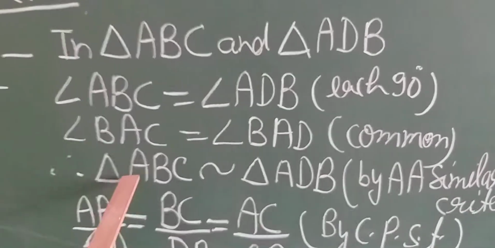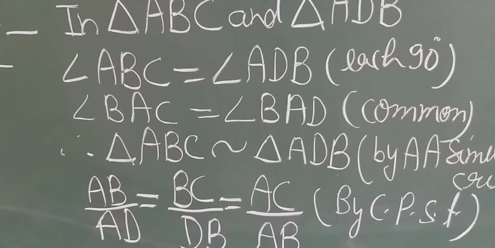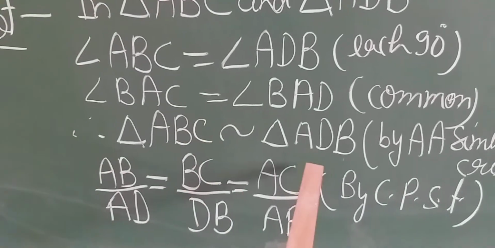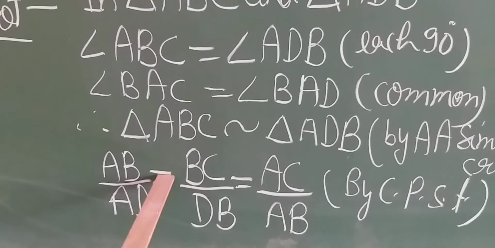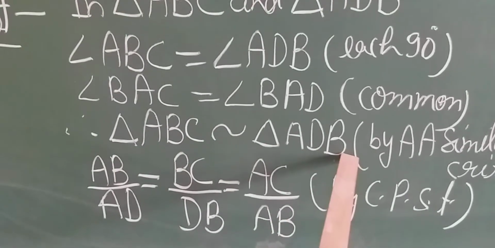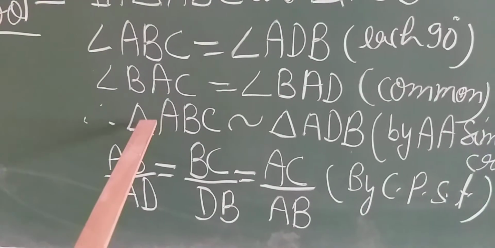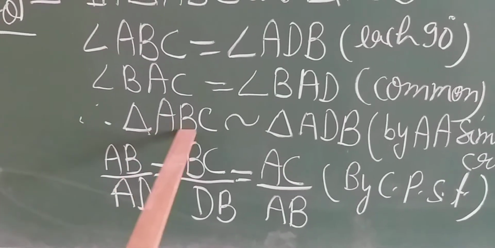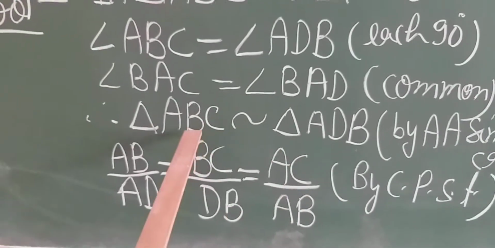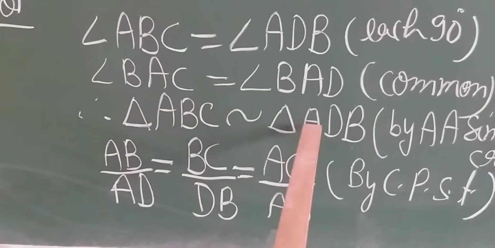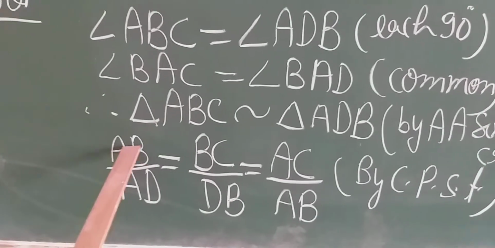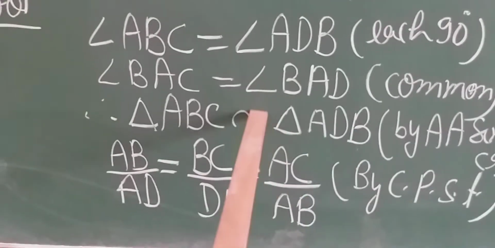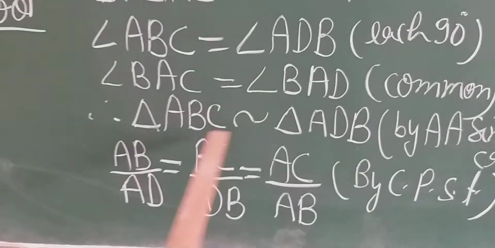Students, we know that when triangles are similar, the ratio of corresponding sides are equal. So AB upon AD equals to BC upon DB equals to AC upon AB. Students, first two letters we will take, then last two letters, then first and last letter. Before taking this, students, you have to remember that the second triangle name should be written according to the first one.